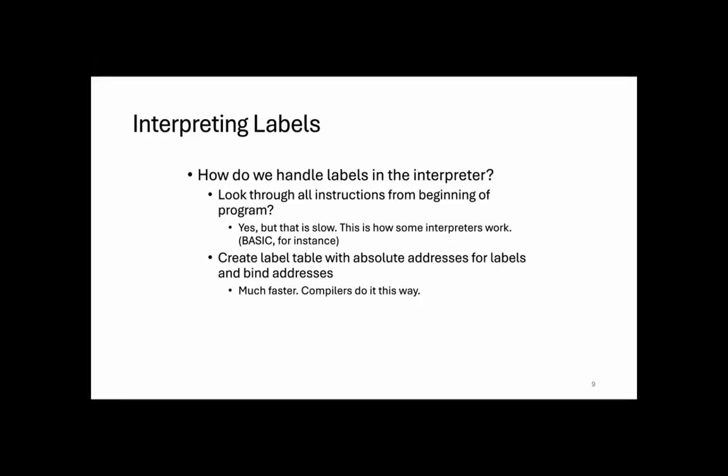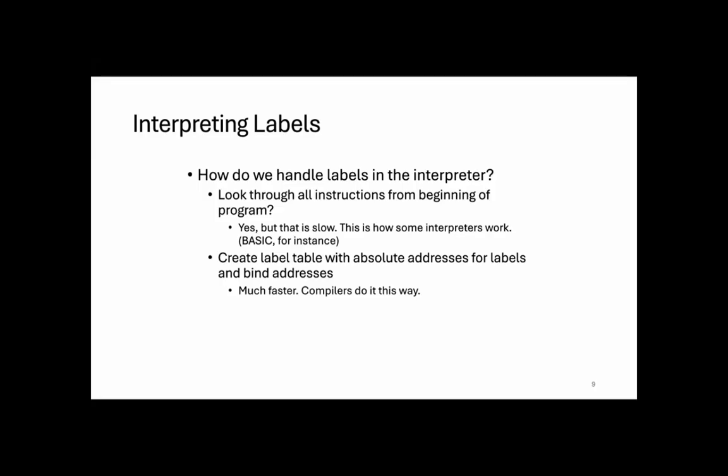whole program again. Another way of doing it is to create a label table with the absolute addresses for the label and bind the addresses for them. So basically you scan the program, you find the -7, you find there is a label, you have a table, you take that label and the address associated with that label and you bind it to it. So you have that table.